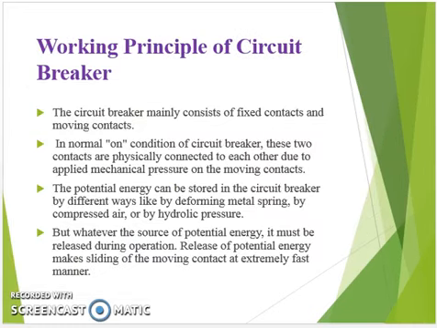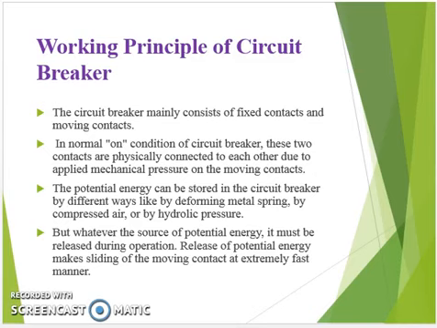In the working principle, the circuit breaker mainly consists of a fixed contact and a moving contact. In the normal on condition of the circuit breaker, these two contacts are physically connected to each other due to applied mechanical pressure on the moving contacts. The potential energy can be stored in the circuit breaker in different ways, like by deforming a metal spring, by compressed air or by hydraulic pressure. In the previous diagram you see the metal spring, but whatever the source of potential energy, it must be released during operation.